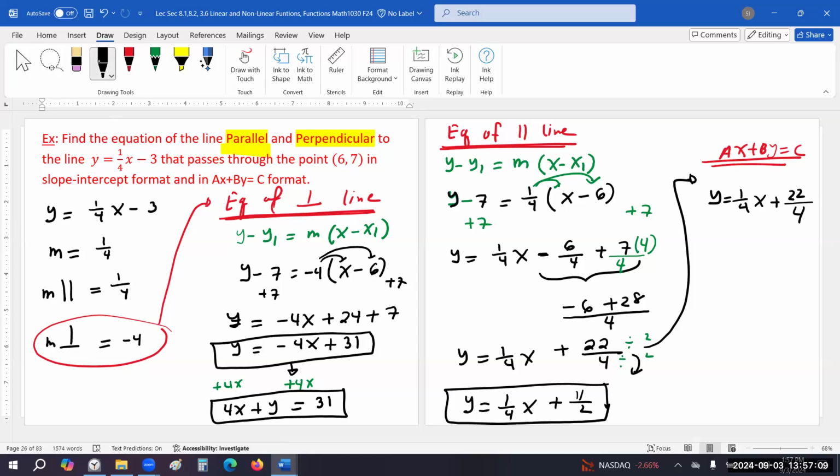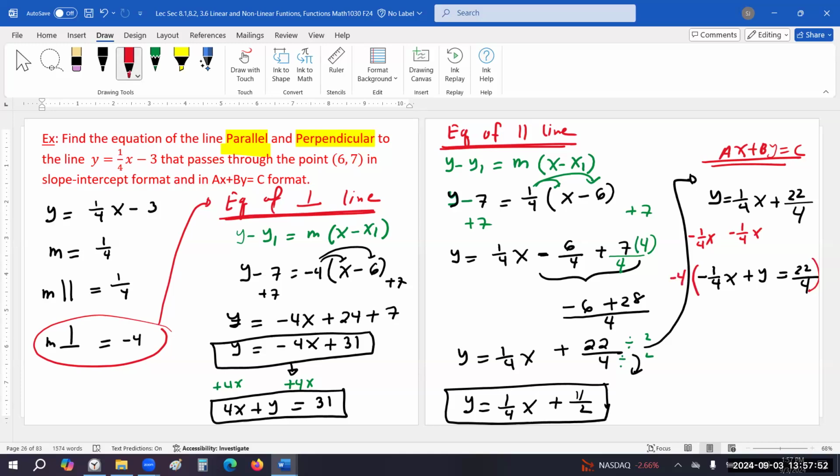But they want x and y together on one side. We subtract 1/4x from both sides. So negative 1/4x plus y is 22/4. And now we have two problems. X is negative and we have a fraction. Okay, we can multiply by 4, and the denominator will be gone. But how about the negative sign? So instead of 4, multiply by negative 4.